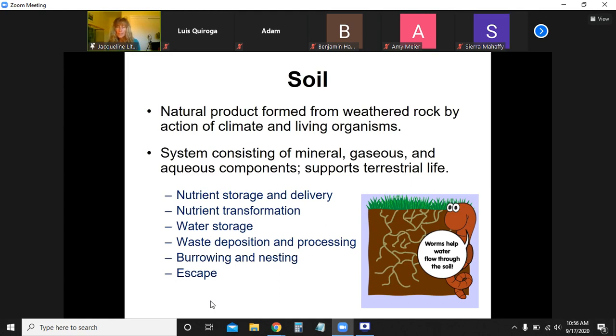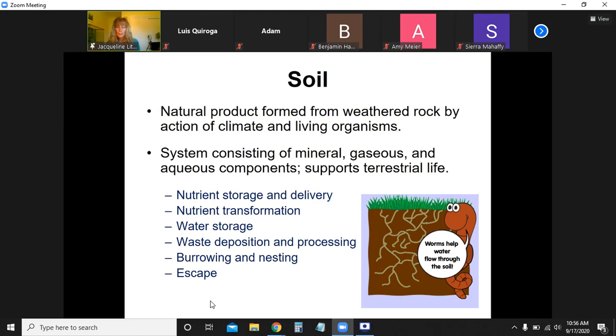So it's actually sort of difficult to define what soil is. Sometimes it's defined as a natural product formed from weathered rock by the action of climate and living organisms. And so it's a system consisting of mineral and gases and aqueous components that supports terrestrial life. So those are two sort of parts to a definition of soils.